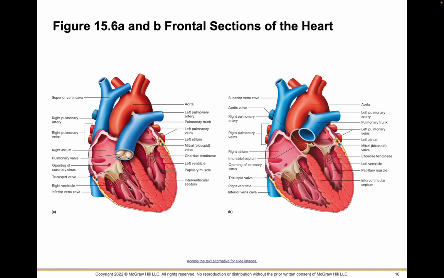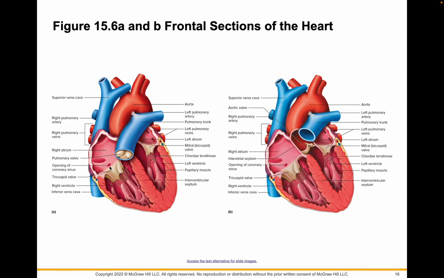And you can see, you can't see it well, but it's like 1, 2, 3 cusps, and this only has 2. But with the tricuspid, blood moves past it. This ventricle squeezes, the valve shuts and forces blood through the pulmonary valve back to the lungs.